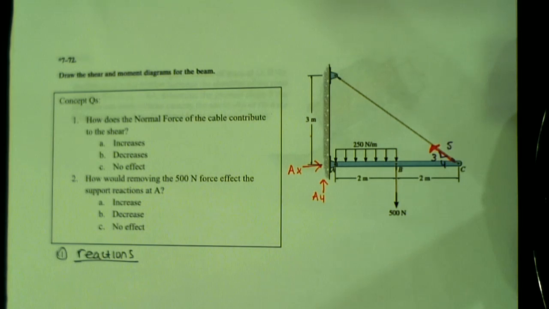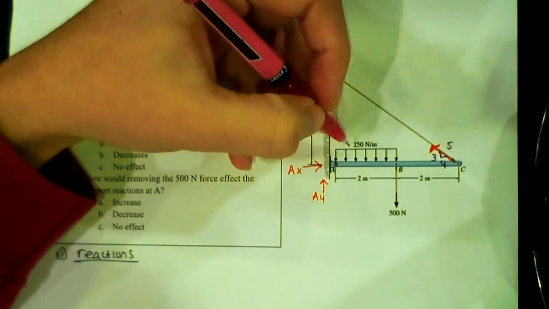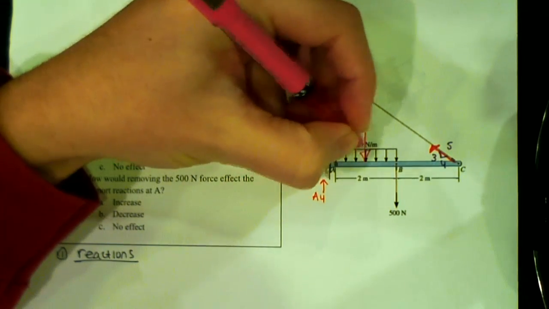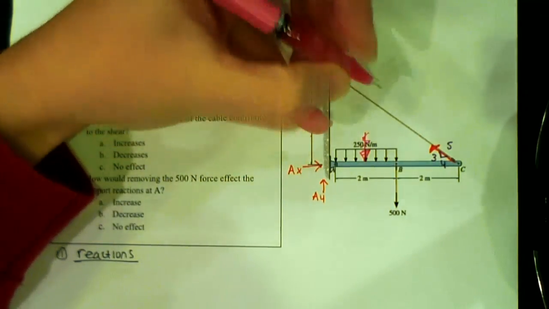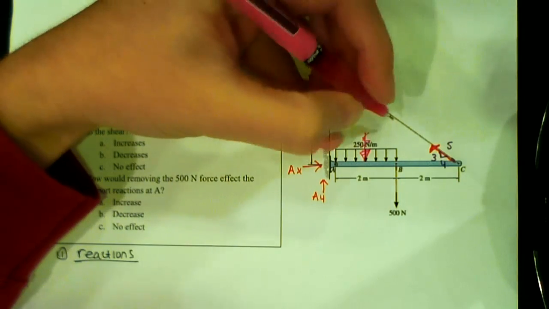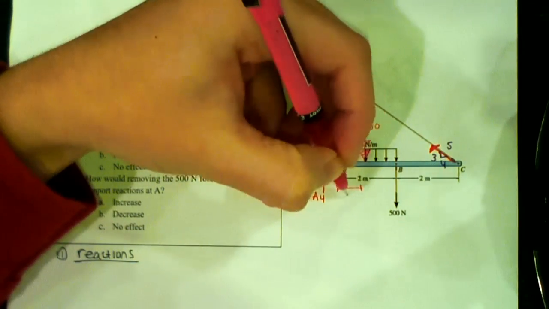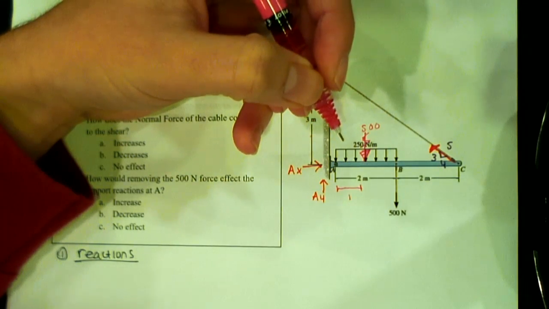Is there anything else I need to do to this before I start solving for my reactions? Good. If I concentrate this distributed load, it's going to be the area. So we have 250 times 2, which is 500, and that's going to be located right in the center.